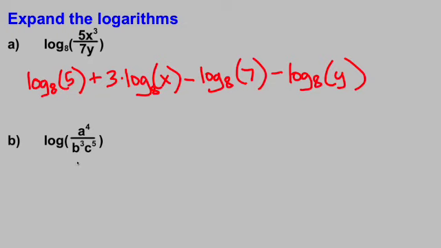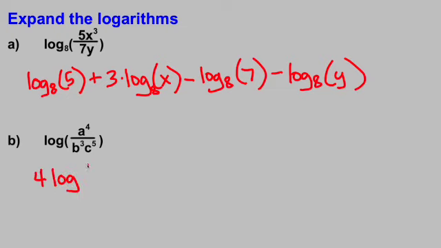Next up, let's take a look at this one. So I have a to the 4th on top, I have b to the 3rd, and c to the 5th on bottom. So we're going to go ahead. By the way, there is no base here. Do you notice that? So we don't have to write it, although it's an invisible 10. So I'm going to say 4 log a.